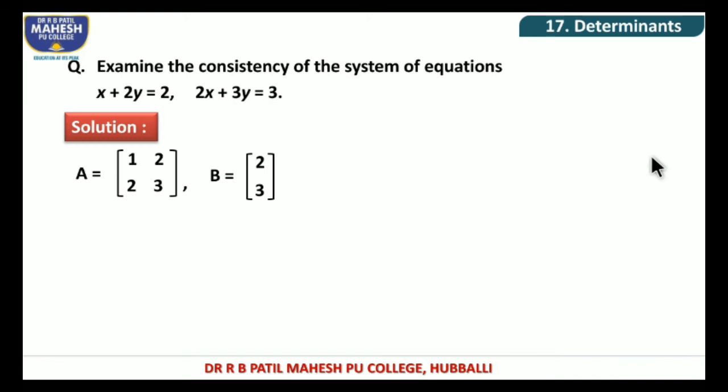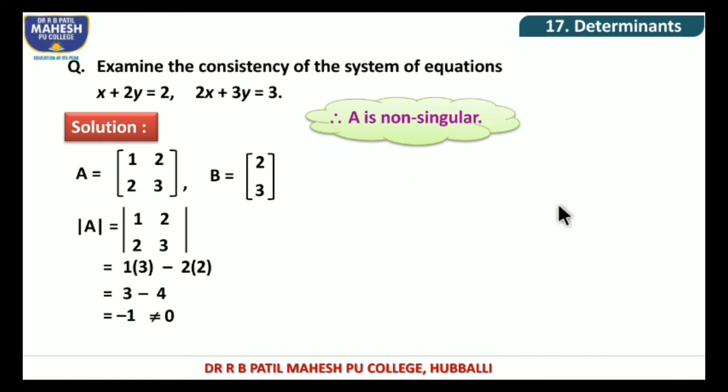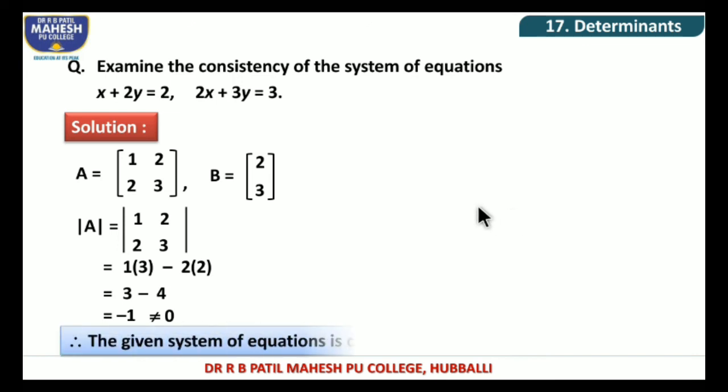Then we have to find the determinant of A. So this is the determinant of 1, 2, 2, 3. It is equal to 1 into 3 minus 2 into 2, which is 3 - 4. So that will be equal to -1, which is not equal to 0. Therefore, A is a non-singular matrix. Then we can say that the system of equations is consistent. According to the first condition, this given system of equations is consistent.